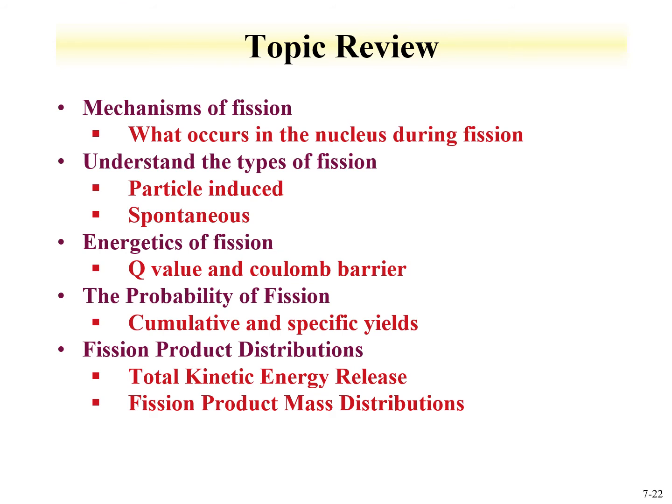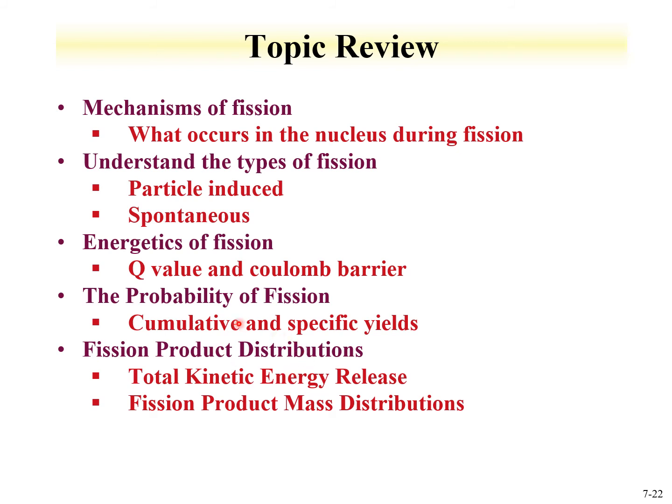Generally, this needs to be in a regime on the order of 200 MeV for the Q value. We talked about the probability of fission. One should remember both cumulative and specific yields. The cumulative yield, which is also provided in the chart of the nuclides, is for a given isobar, whereas specific yields are for specific isotopes.